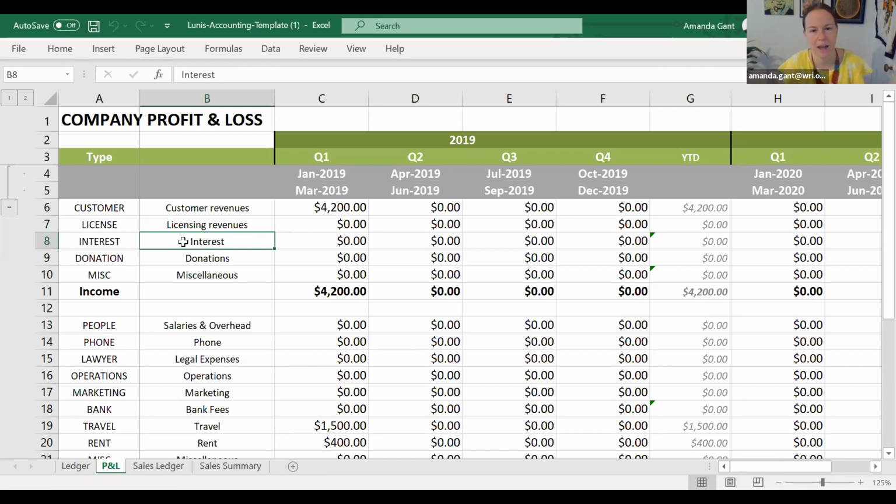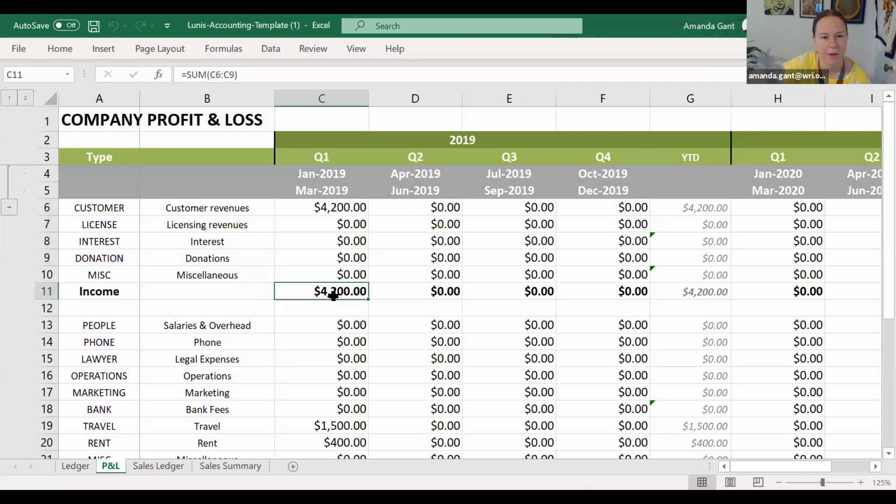So usually you might have really small interest because I don't think anybody's earning a lot, but you know, a couple dollars here and there. Donations, so they might be getting donations, and grants could fall under that as well. And any miscellaneous just to catch anything else. So then you can start to see all the different ways that all the income could add up.